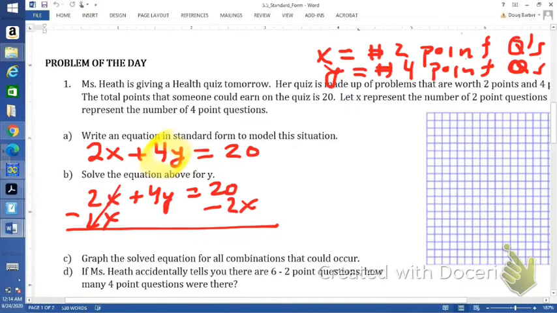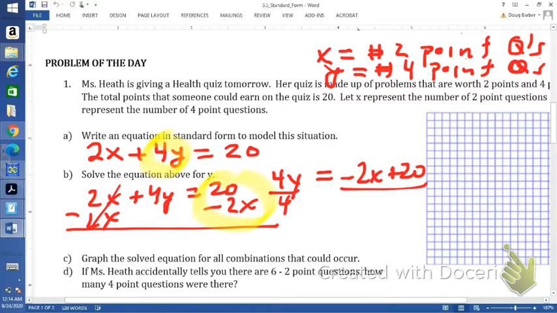That cancels, so we're left with 4y equaling negative 2x plus 20. We cannot combine like terms here. We have a negative 2x and a positive 20. And now we can divide by 4. We have 4 times y. What undoes multiplication? Division does, so that's why we're dividing both sides by 4.